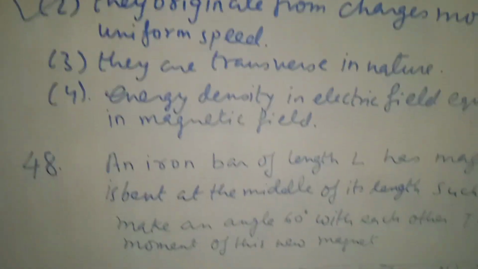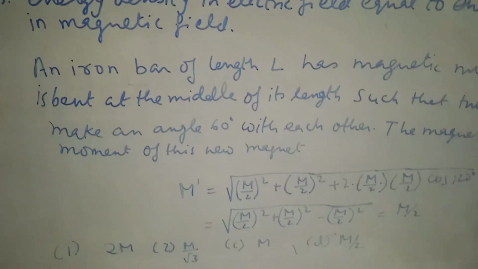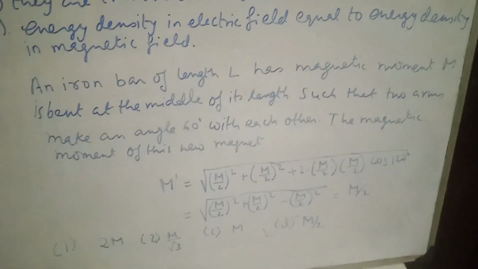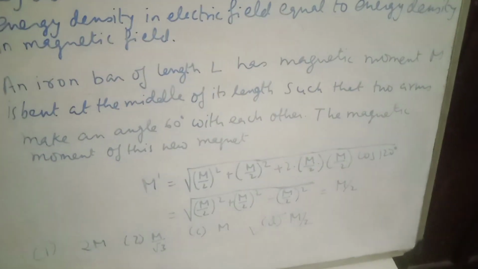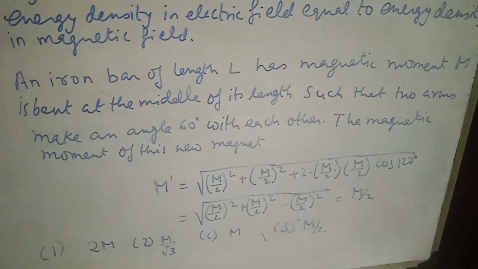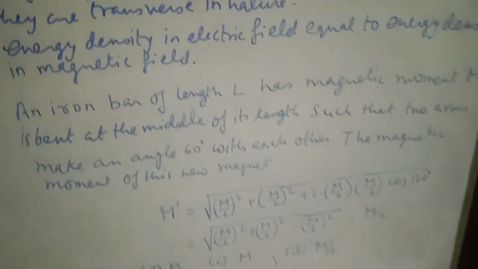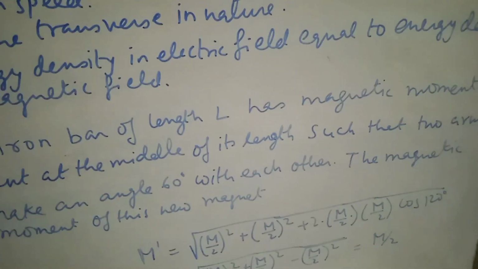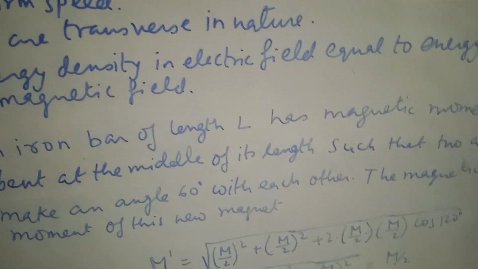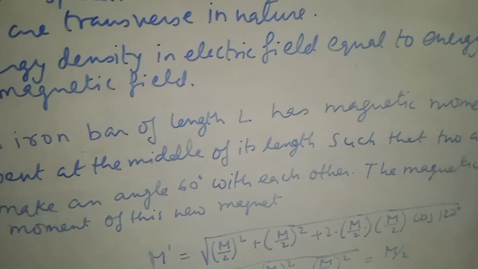Option 2 is correct. Number 48: an iron bar of length L has magnetic moment M, is bent at the middle of its length such that the two arms make an angle of 60 degrees with each other. The magnetic moment of this new magnet is? If a magnet is inclined at 60 degrees, suppose north pole and north pole, so definitely it will be a repulsion. So definitely the angle between the resultants will be 120 degrees.